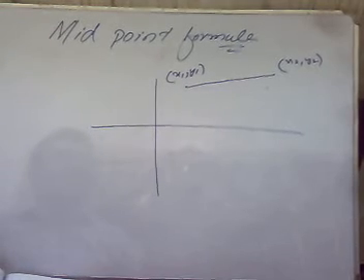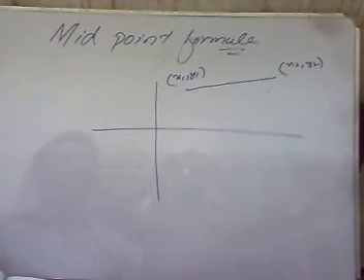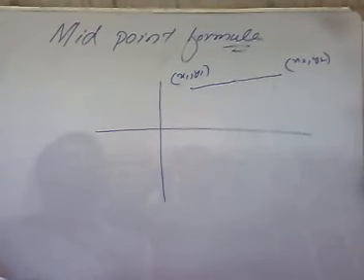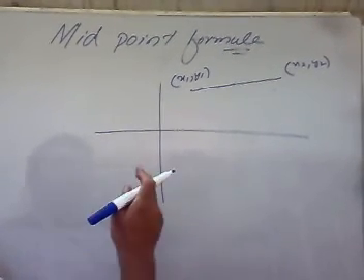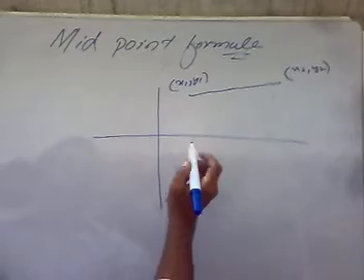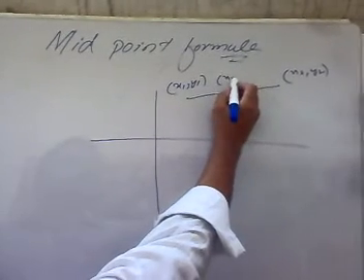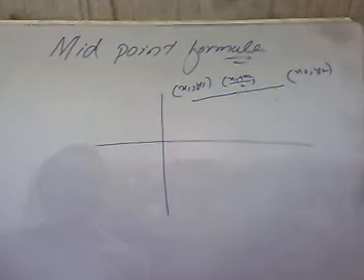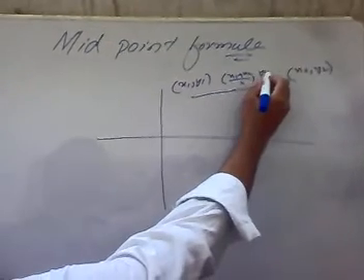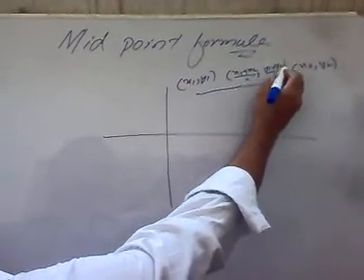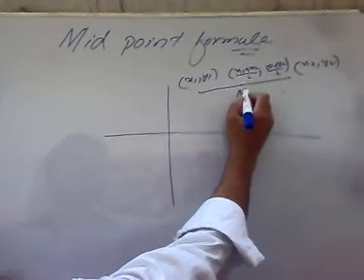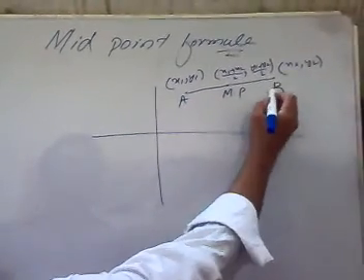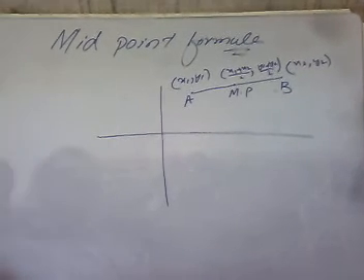So in general, we can say that we are taking the average of the abscissa and we are also taking the average of the ordinate. The average of the abscissa will be (x1 plus x2) by 2, and the average of the ordinate will be (y1 plus y2) by 2. So this is actually called the midpoint of AB. That was the graphical representation.